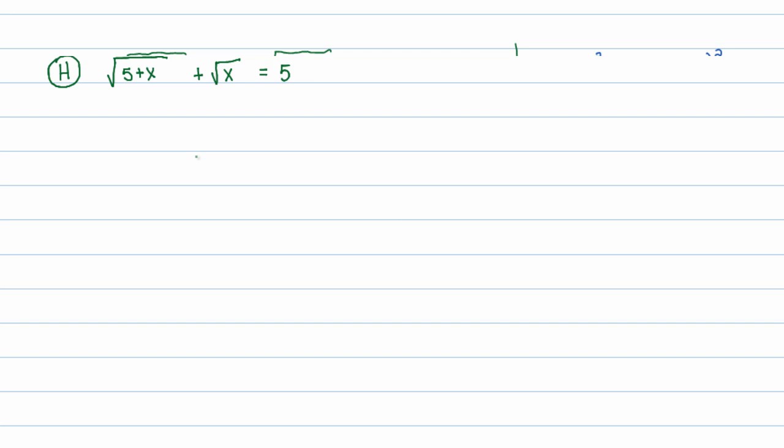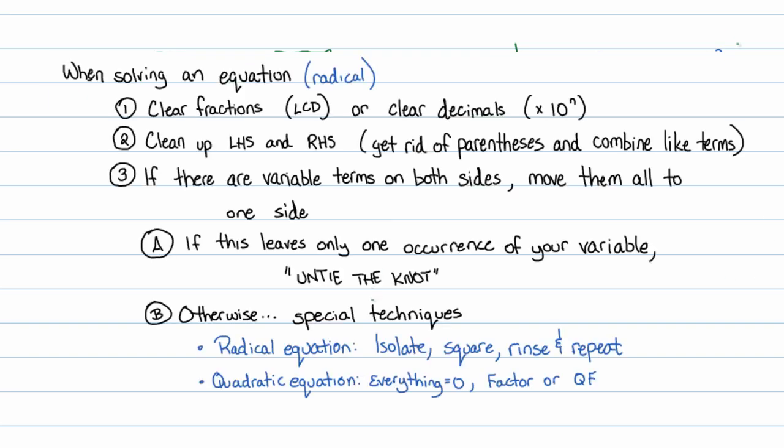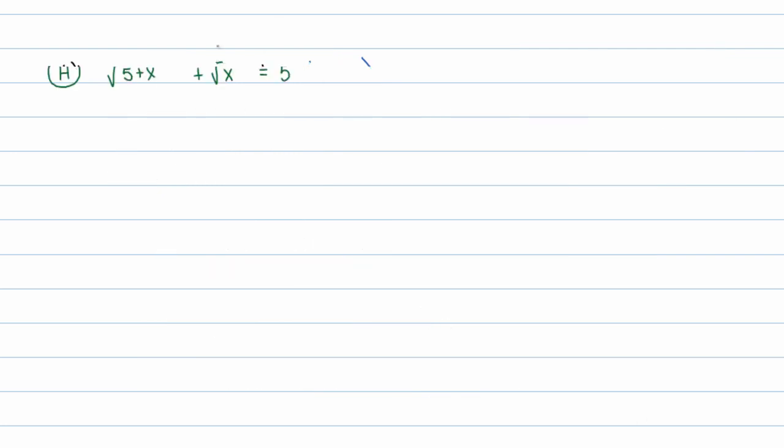And the special techniques, remember, say that if you have a radical equation, you have to isolate one of the radicals first. That's probably the biggest mistake I see, is students don't isolate a radical. So you're going to isolate either of these radicals. I'm going to show you the right one to isolate. I would isolate this guy right here.